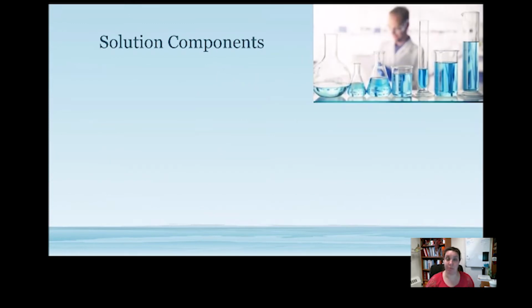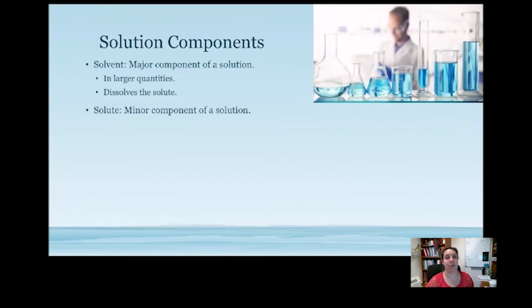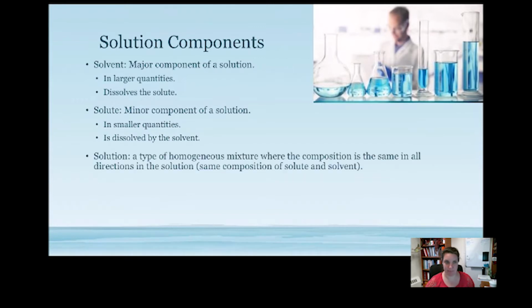Solutions are going to be the most important for chemistry, so we're going to focus mostly on that, although we will look a little bit more at colloids in the next lecture. So a solvent is the major component of the solution. It's going to be in larger quantities, and we would say that it dissolves the solute. The solute, or solutes, we can have several, is going to be the minor component of a solution and is dissolved in smaller quantities, and it is said to be dissolved by the solvent.